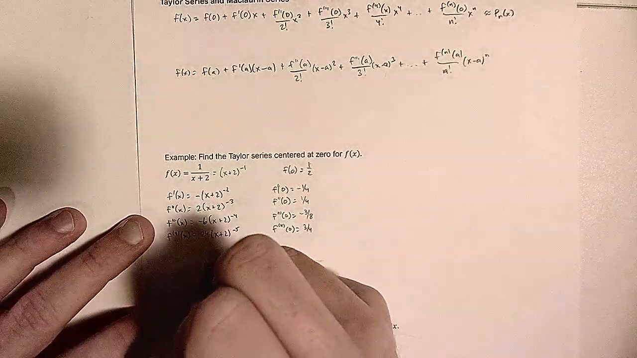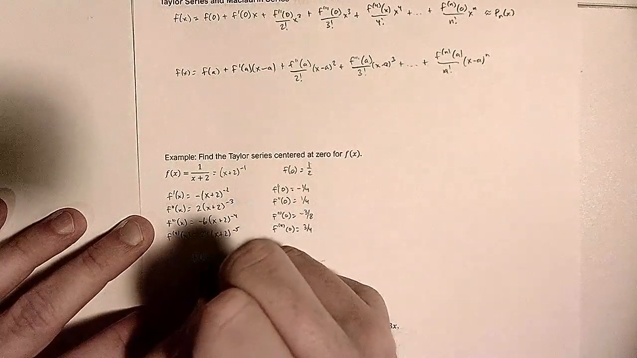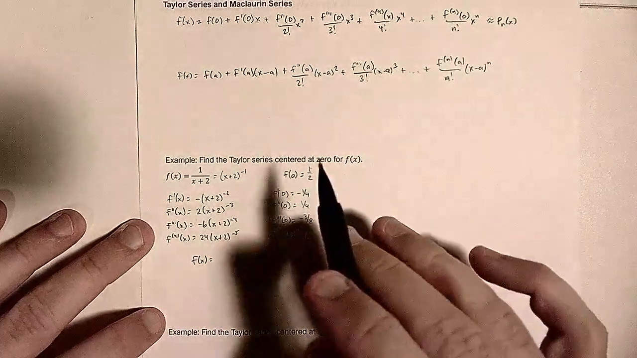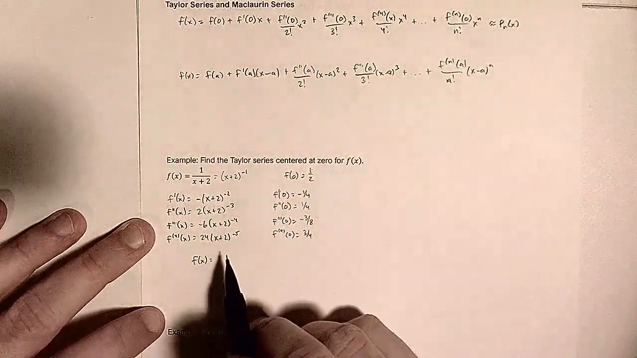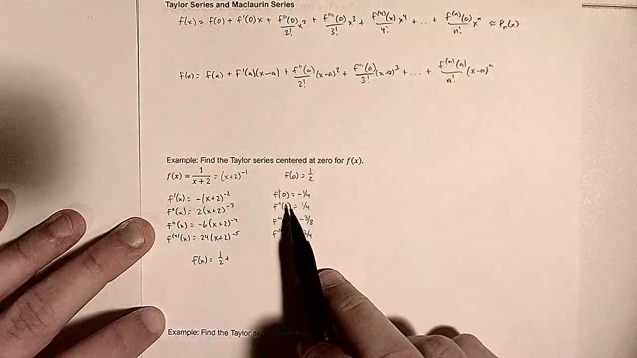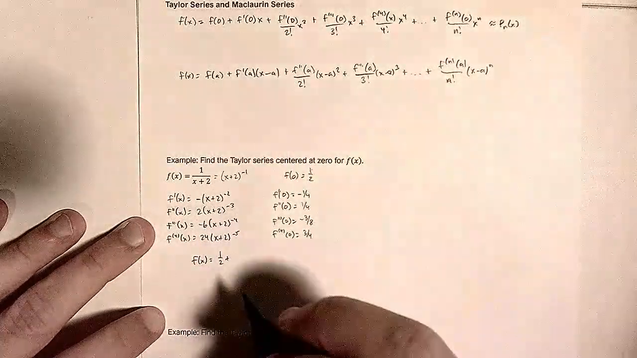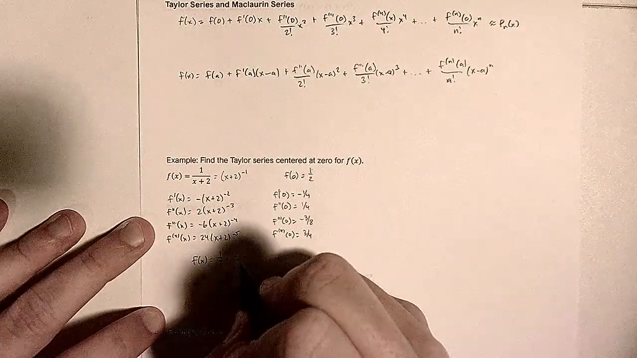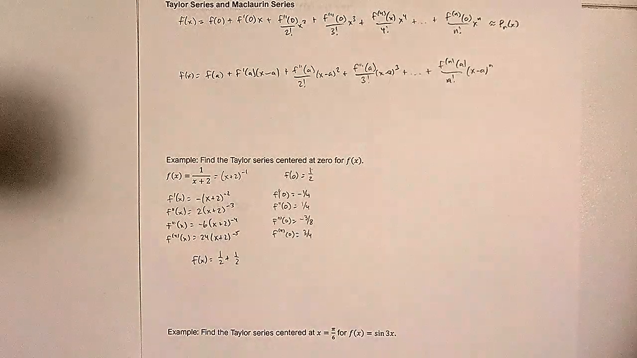So when we do this, we're going to get f of x. Let's put it into the structure of our Taylor series. And we're going to see f of 0, that's 1/2, plus f prime of 0 times x. So that's negative 1/4 x.